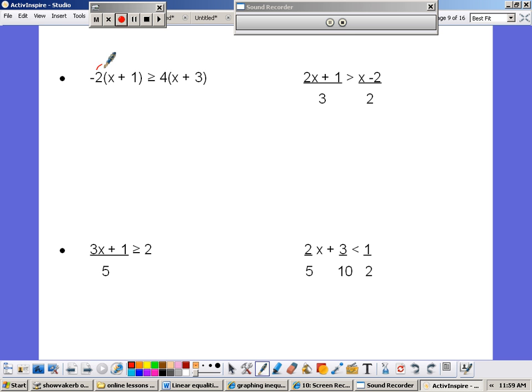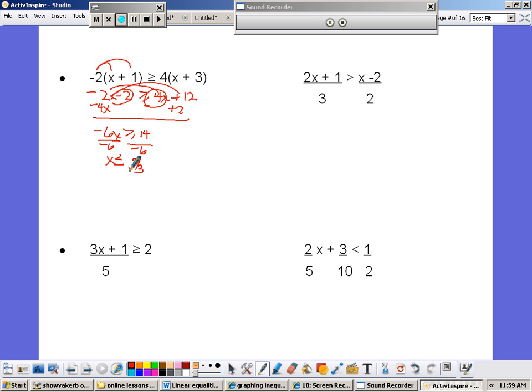Distribute. Negative 2x minus 2 is greater than or equal to 4x plus 12. Move my 4x, move my 2. Negative 6x is greater than or equal to 14. Divide by negative 6. The sign will switch directions. I'll get x is less than or equal to negative 7/3. Negative 7/3, solid, to the left, the arrow is pointing to the left, or bracket to the left.